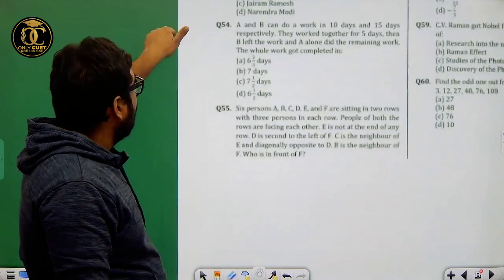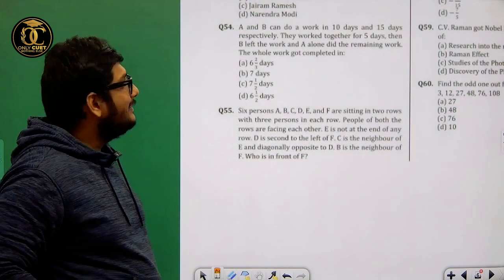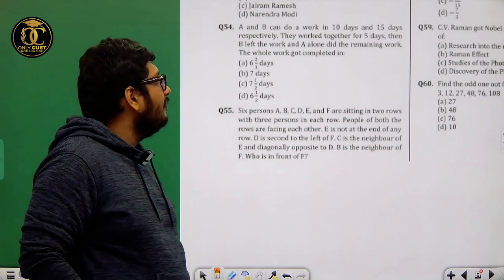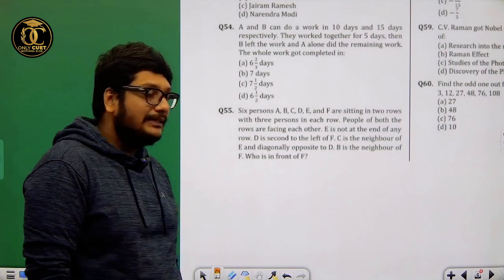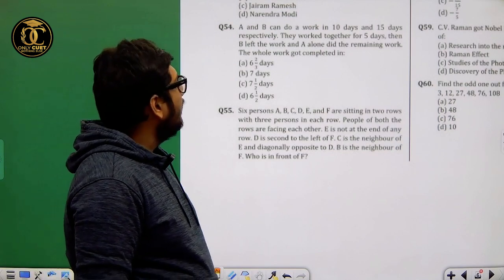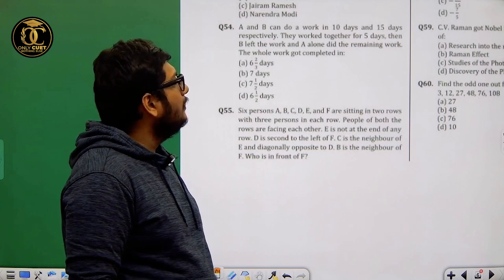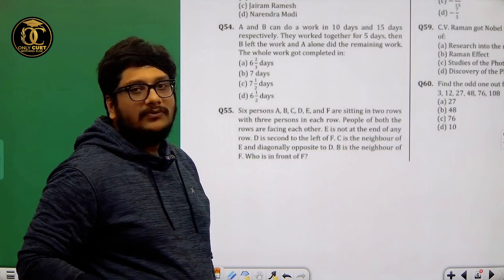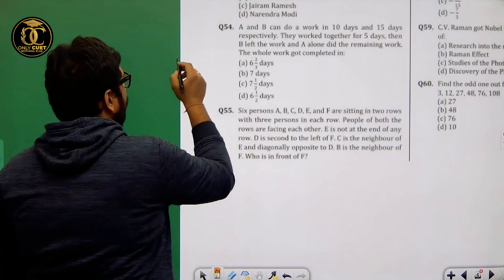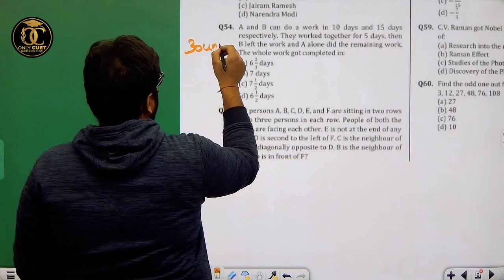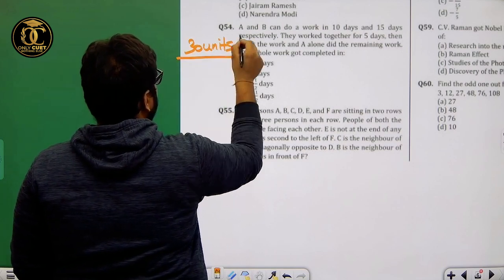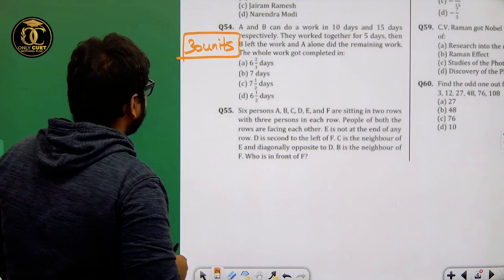Question number 54, based upon time and work. It says A can do a work in 10 and B can do the work in 15 days respectively. They worked together for 5 days, then B left the work and A alone did the remaining work. The whole work will be completed in how many days? Let the total work be 30 units. How did I get this 30? LCM of 10 and 15.